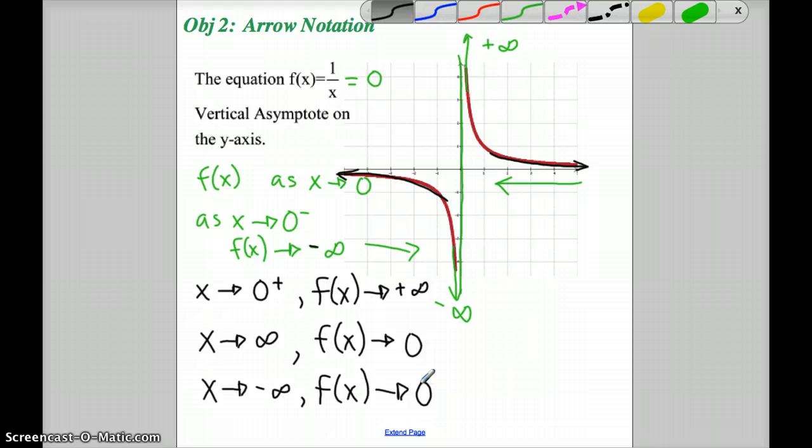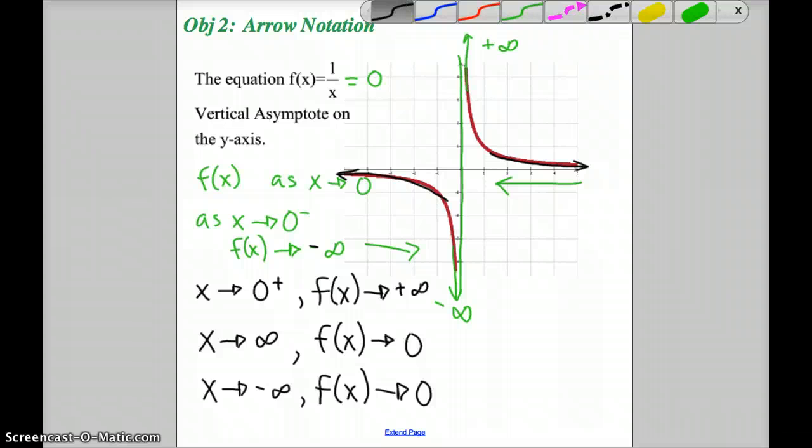Those are going to be important descriptions for just talking about real life problems. What's happening as we get really close to this, where are we going to run into? And that's what we'll see when we talk about limits, when you see it next year in calculus. So that's the arrow notation.